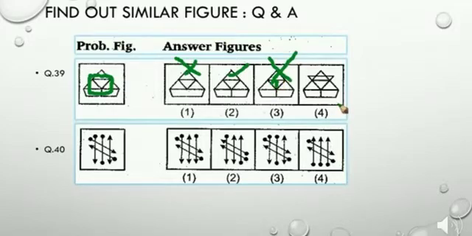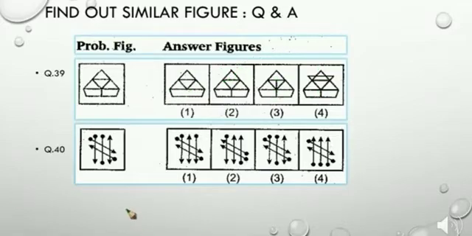Now let's go to option 4. In option 4 this triangle is there, but we see above this triangle there's another shape which is not available in the problem figure, so this cannot be the answer. Since we know option 1 we ruled out in the beginning, option 3 also we ruled out, option 4 we ruled out, so what option we are left with is option 2. So answer for question number 39 is 2.